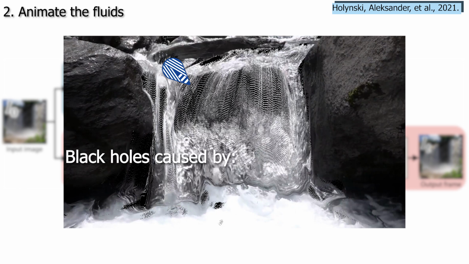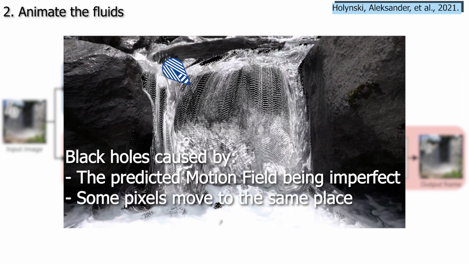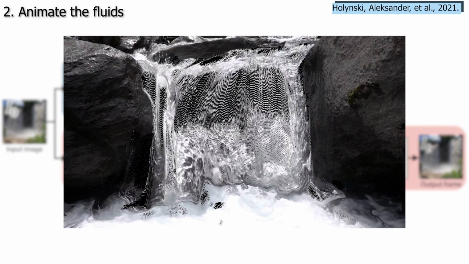This is because 1. The predicted motion field isn't perfect, and 2. Some pixels will go to the same resulting pixel after their displacement, which means that it will get worse over time and produce something like this. So how can we make this more intelligent?